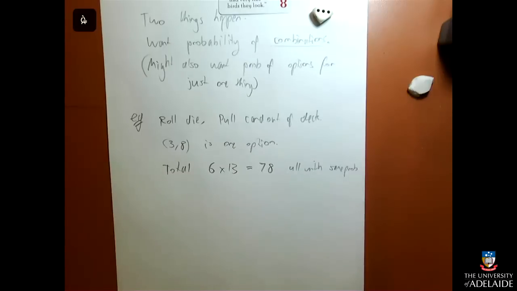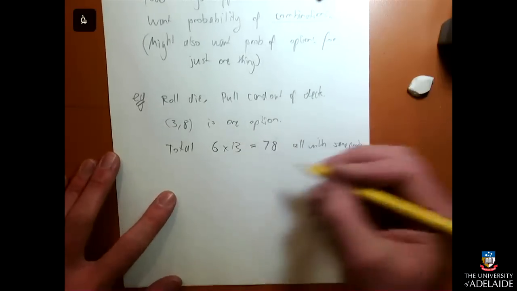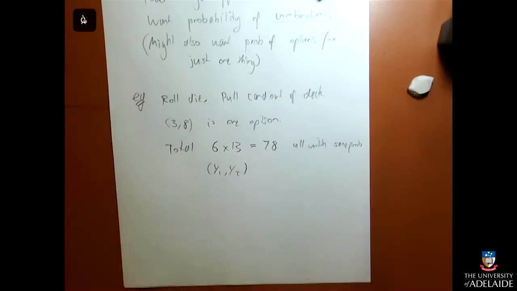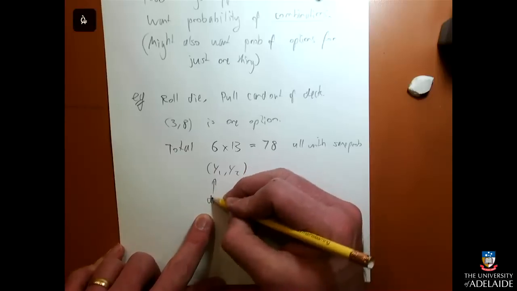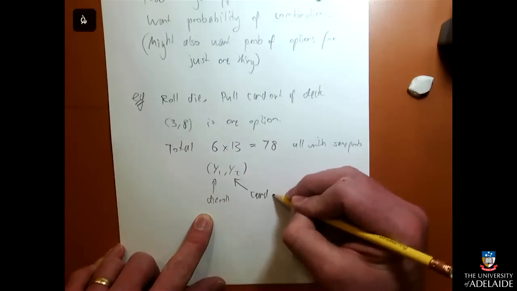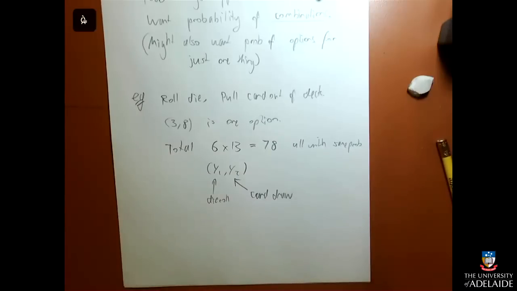So that's 78. There's 78 actual options, and they should all have the same probability. This is a bivariate distribution, and it's made of two random variables. So I might call this Y1 and Y2, for example. I'm imagining that there is a variable Y1 that tells you what the dice rolls, and a variable Y2, which is the card draw. But I'm not actually interested in them separately at the moment. I'm interested in what the combinations are.